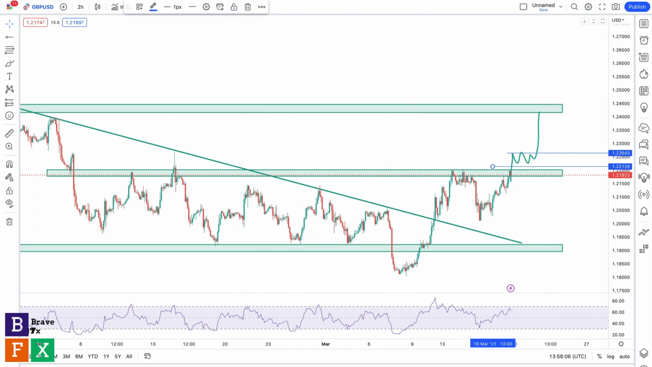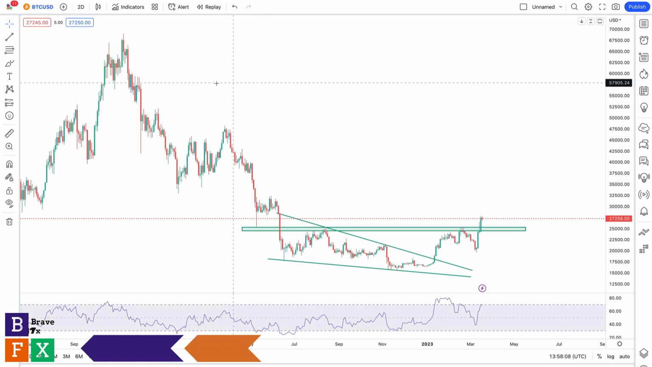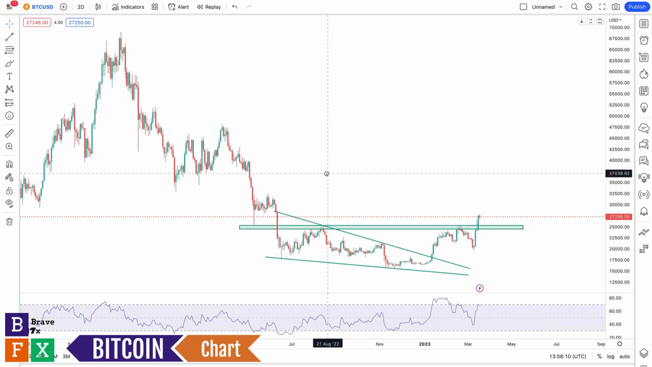So moving on, Bitcoin, real quick. Bitcoin has been in a massive bearish trend, and we've followed Bitcoin as much as we can.